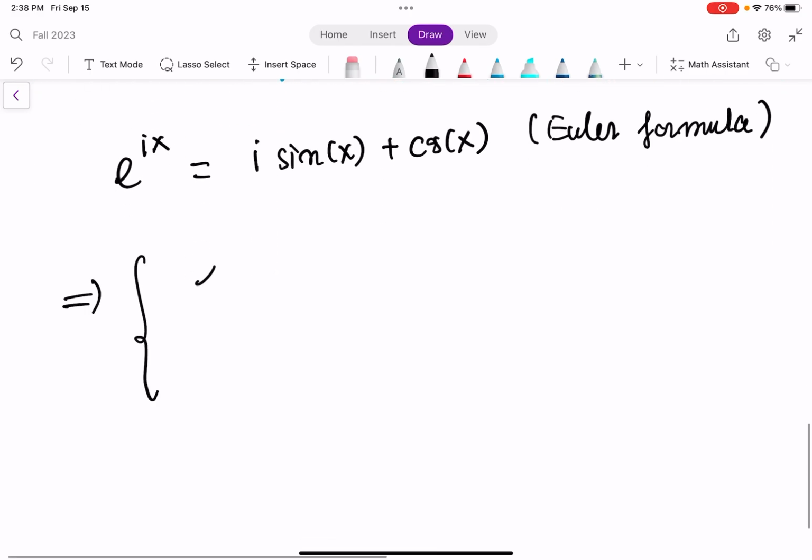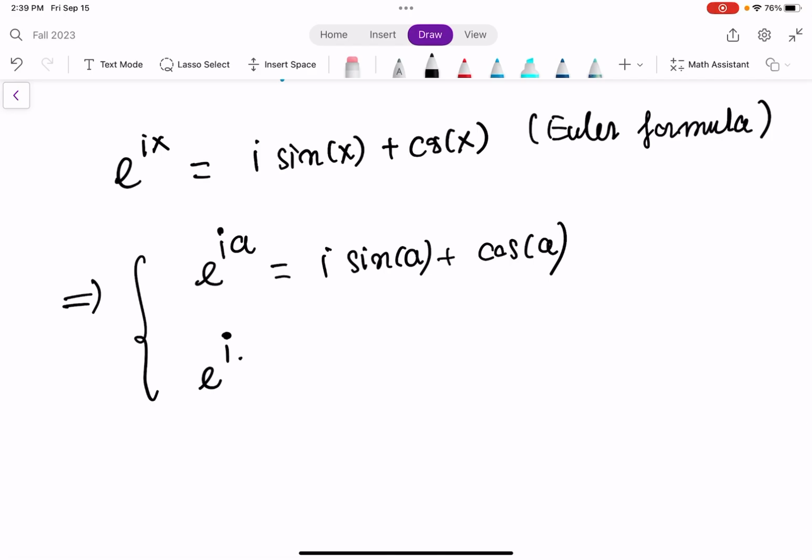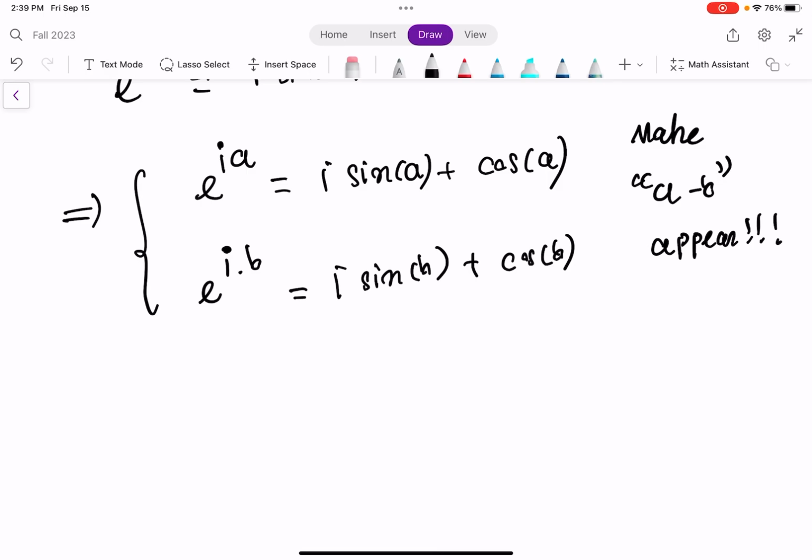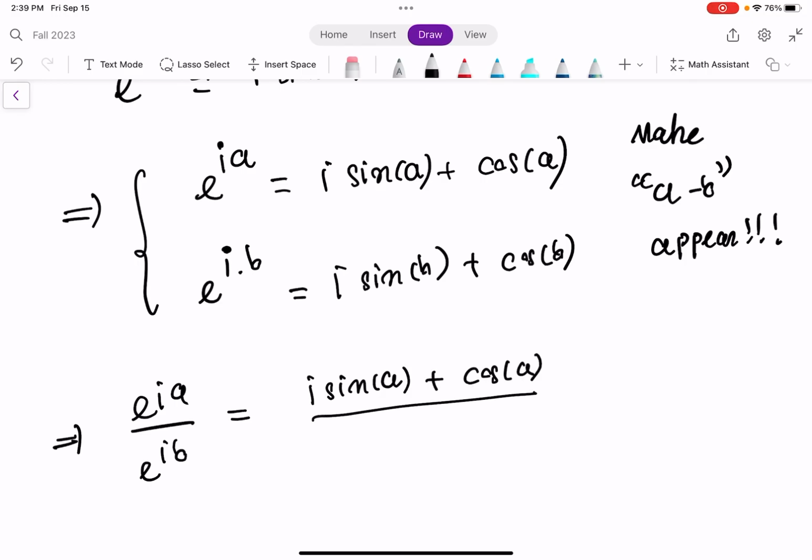I will insert a and b in, so e to the power ia equals i times sine of a plus cosine of a, and e to the power ib, where i is an imaginary number, equals i sine of b plus cosine of b. Similarly, we can make a minus b appear. In the last video we multiplied them together to make a plus b appear. In this video, we're just going to divide them. So e to the power ia over e to the power ib equals i sine of a plus cosine of a, over i sine of b plus cosine of b.